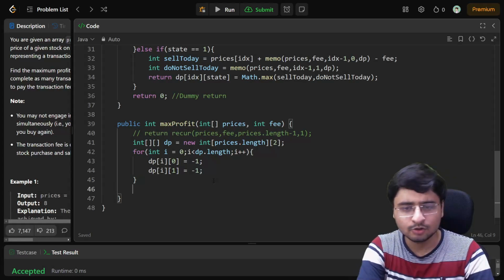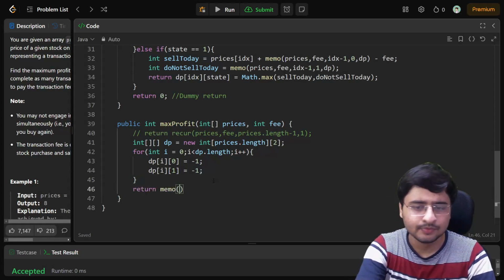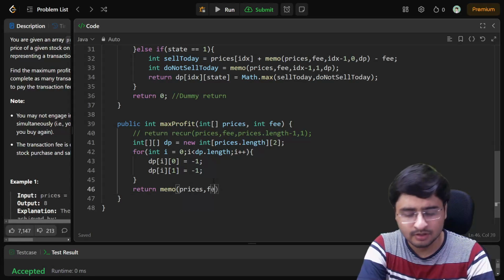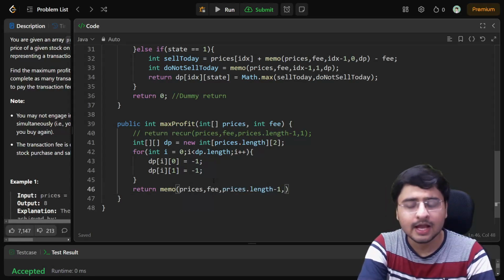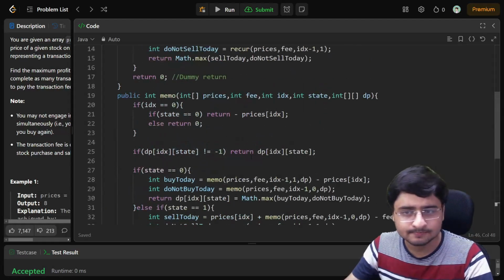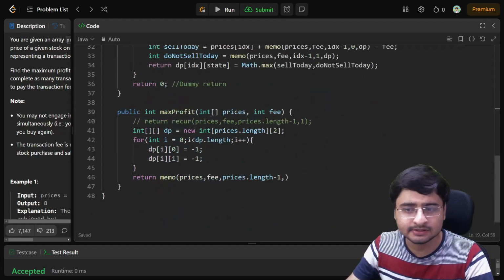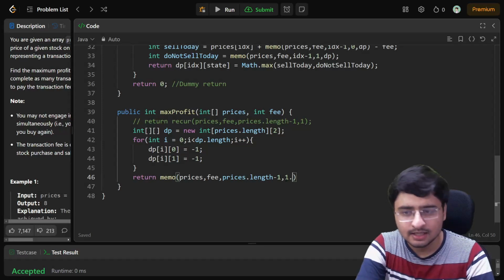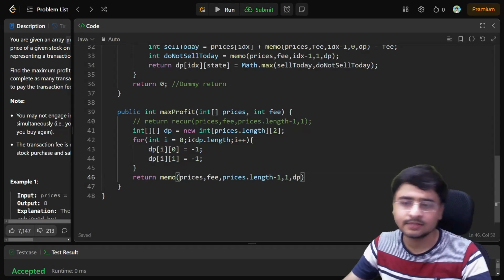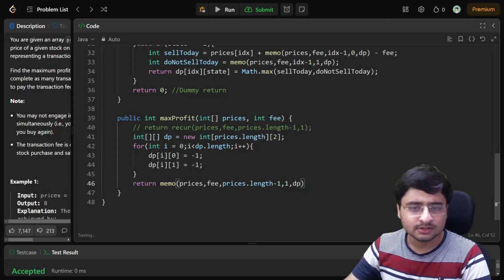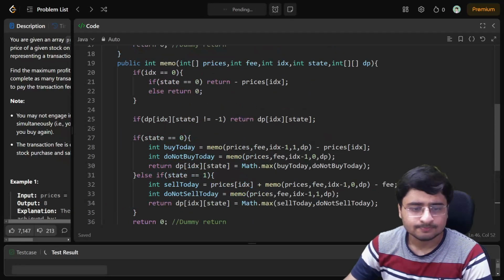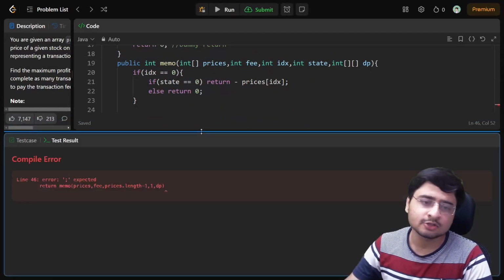Correct. We're going to return what? We are going to return memo. The prices array we are going to give. The fee we are going to give. Index prices.length - 1. And what else? We need the state and DP array. State is going to be 1, the selling state, and the DP array is going to be sent as it is. So this is the whole memoization approach. So quickly we converted this to memoization.